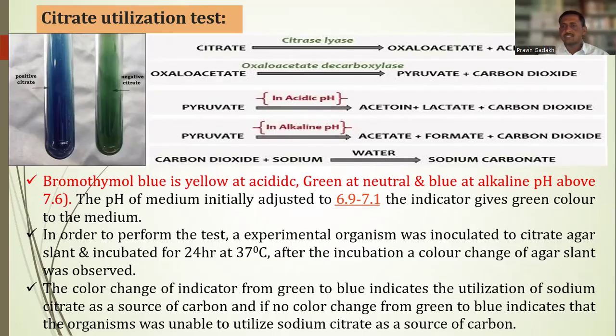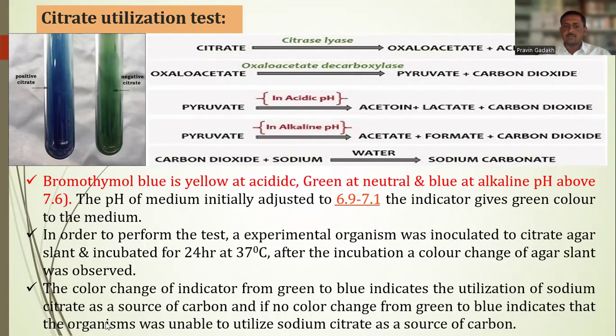In order to perform the test, the organism, which we can call the experimental organism, is inoculated on Simmons citrate agar, which is a slant medium, and after inoculation, the slants are incubated for 24 hours at 37 degrees Celsius in the incubator, and we have to observe after 24 hours for the change in color. If a color change is observed, we can say the organism has the ability to utilize citrate as the sole source of carbon, or on the basis of the changing color, we can determine the organism is able to utilize citrate as a source of carbon.